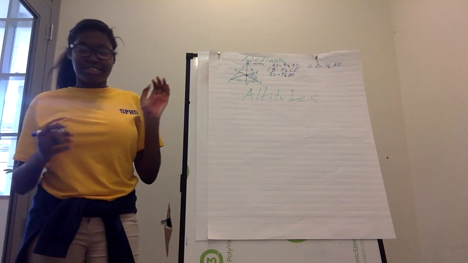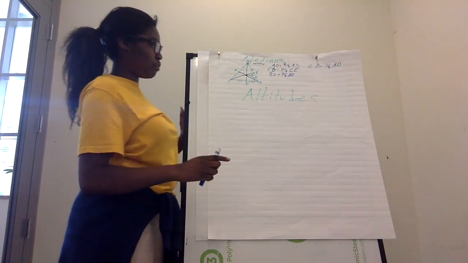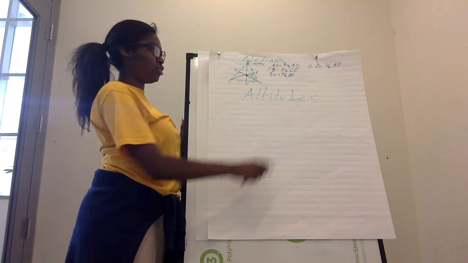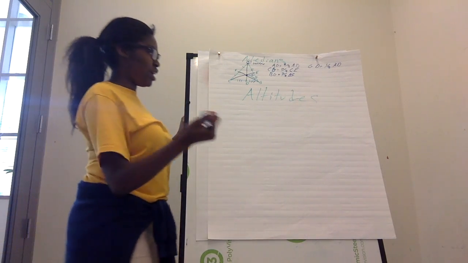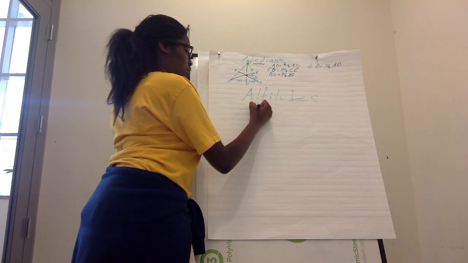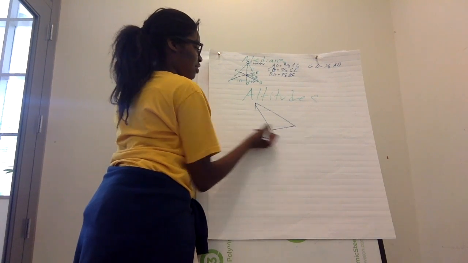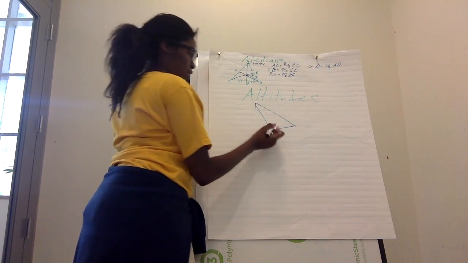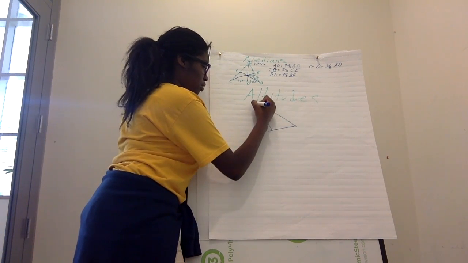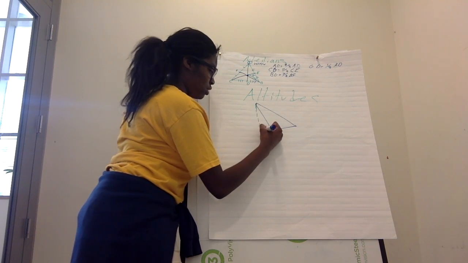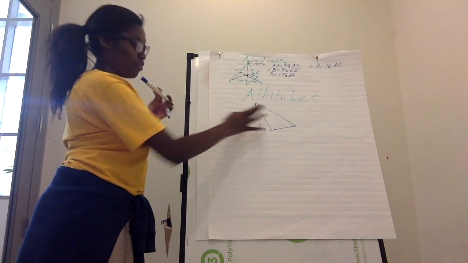Teacher, what's an altitude? An altitude, thank you for asking, young sir, is the perpendicular segment or line that connects a vertex to its opposite side. It is shown like this. I'm going to give you a triangle like this. From this vertex, to make a line perpendicular to the opposite side, you would draw this. That is a perpendicular line, and that is the altitude of this triangle.